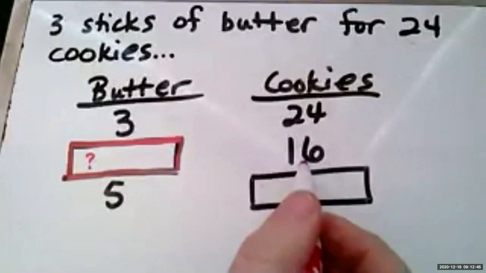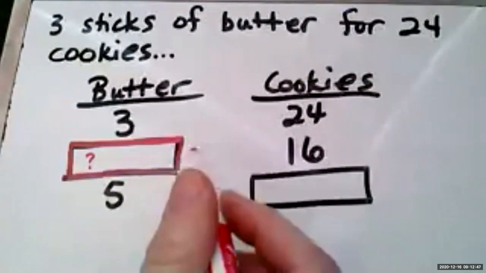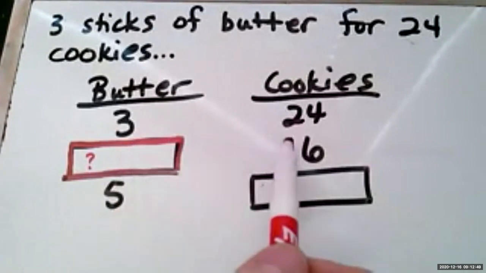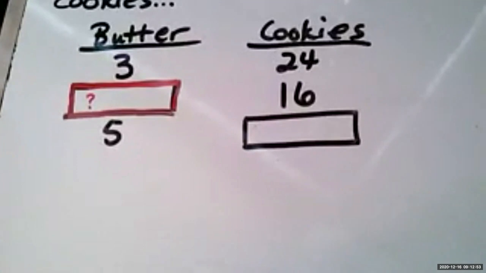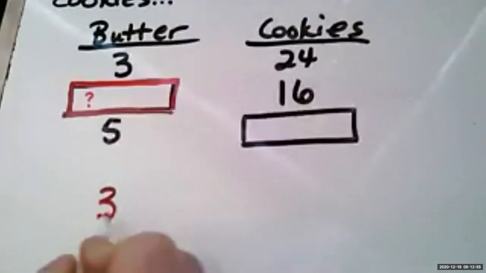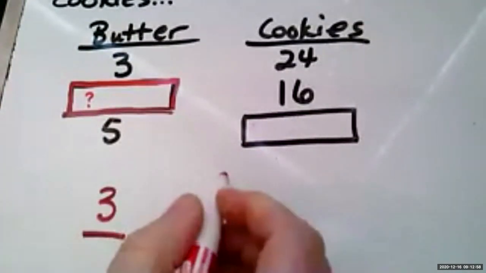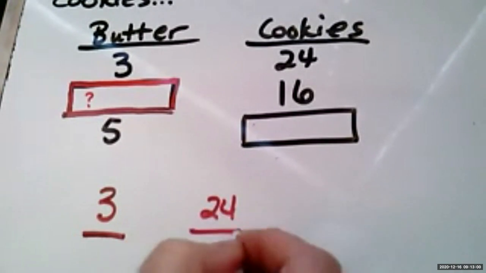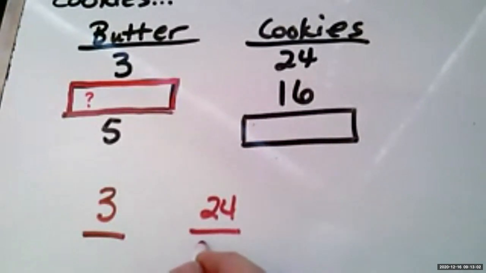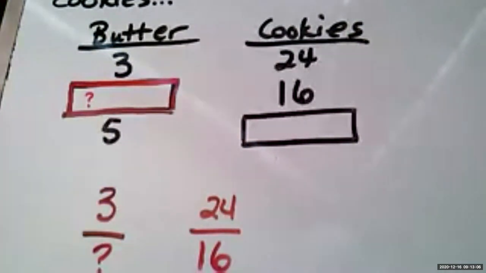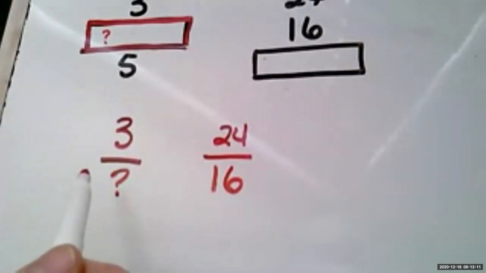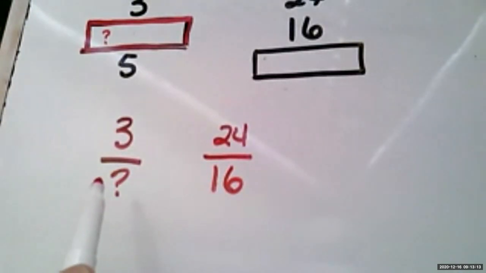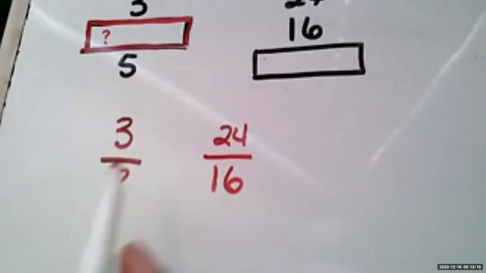Well, I have fewer cookies, so I'm going to have less butter. And this is almost a ratio set up for you already. If I have 3 sticks of butter to equal 24 cookies, if I kept the cookies here, how much butter would I need? Now, if you have a ratio that looks like this, you can cross multiply and divide just like before. Cross multiply and divide.